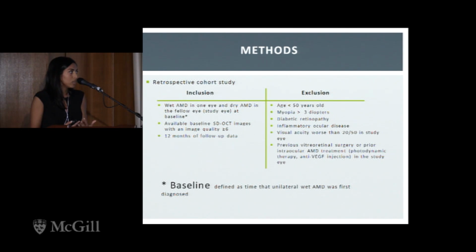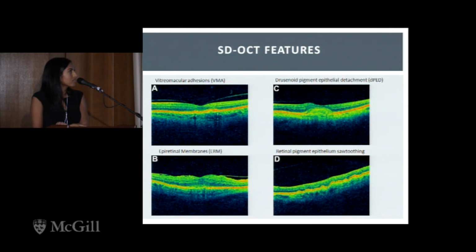Exclusion criteria were pretty typical: any sort of confounding ocular condition, any previous treatment with anti-VEGF or photodynamic therapy. These are pictures from some of the patients in the study. We looked at vitreomacular adhesion, epiretinal membrane, drusenoid PEDs, and retinal pigment epithelial sawtoothing. We also recorded the central retinal thickness from the baseline images.